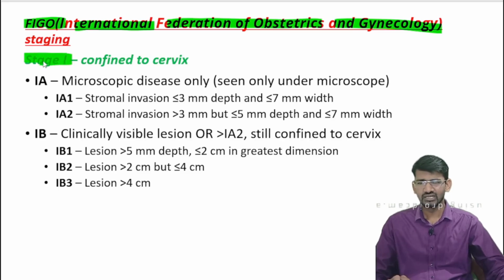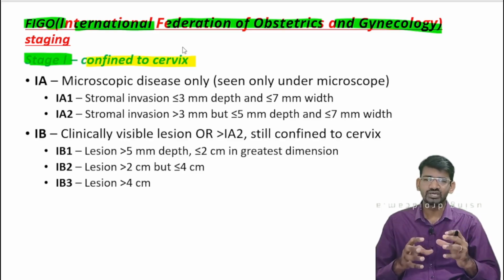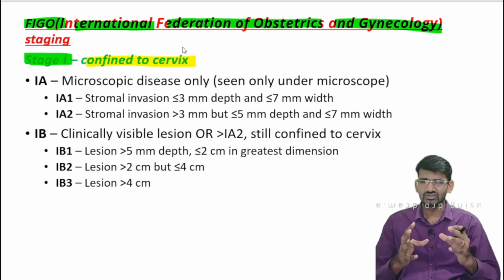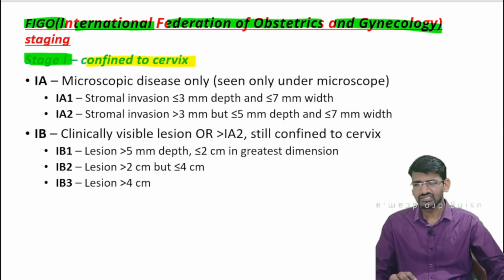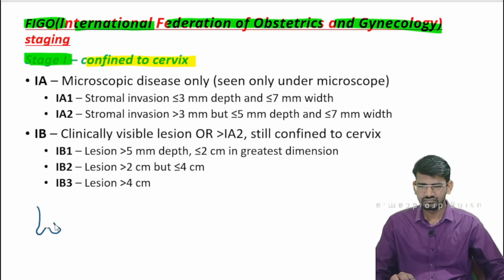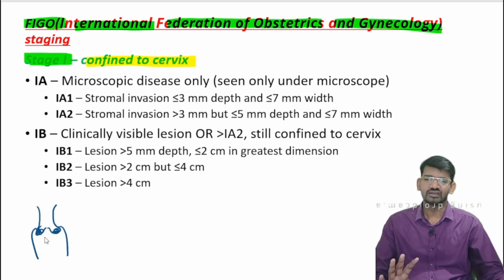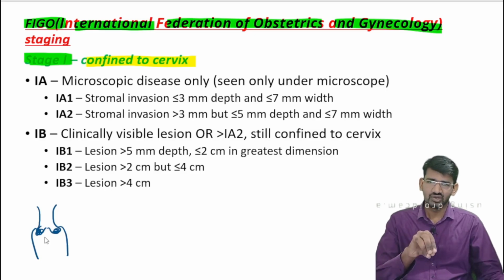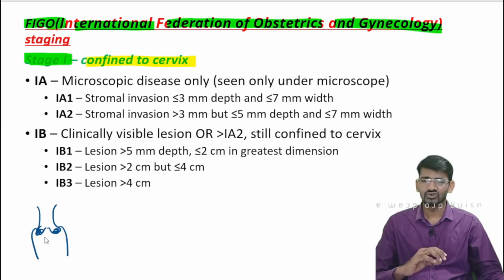In stage 1, the tumor is confined to the cervix. The cancer cells are confined to the cervix, which means they are not going beyond the cervical area. Whatever lesions we find are located only in the cervix. They are not extended beyond the cervix.